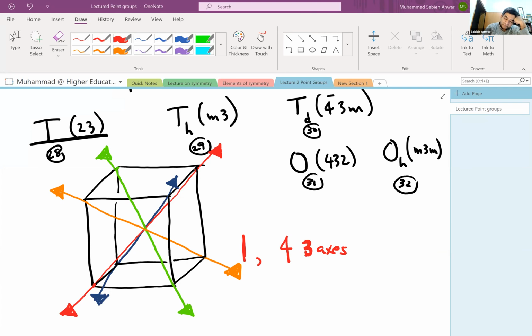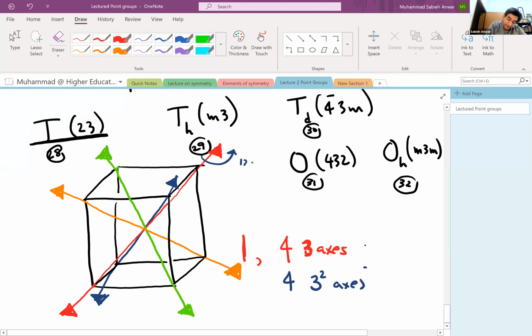I could also do two threefold rotations about the same axis, which means I can have three square axes. Each one of these axes, I could either do a 120-degree rotation about them, or I could do a 240-degree rotation about each one of them. If the lattice or the crystal structure remains the same, it does not change, then I would say that this axis of rotation is a threefold axis of rotation.